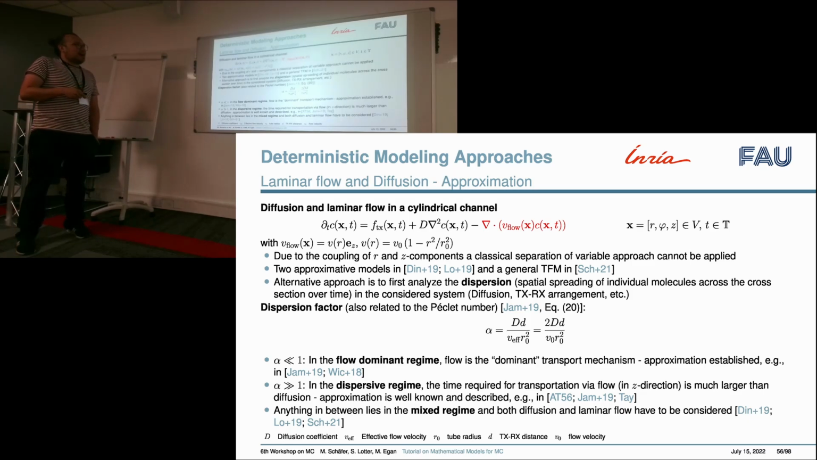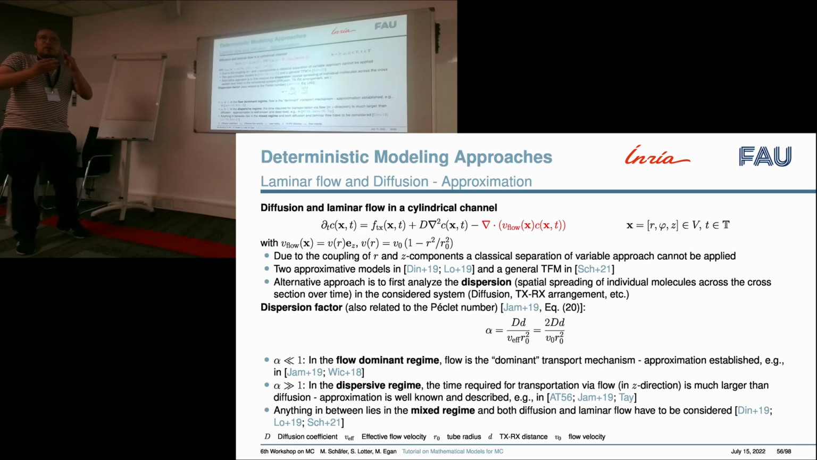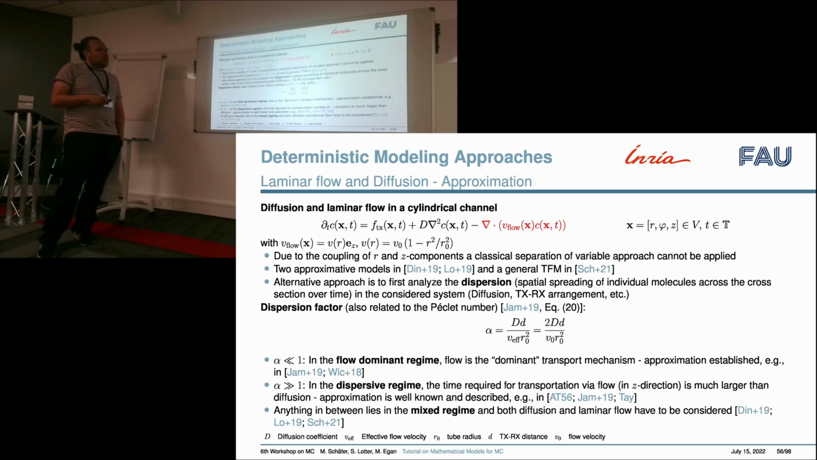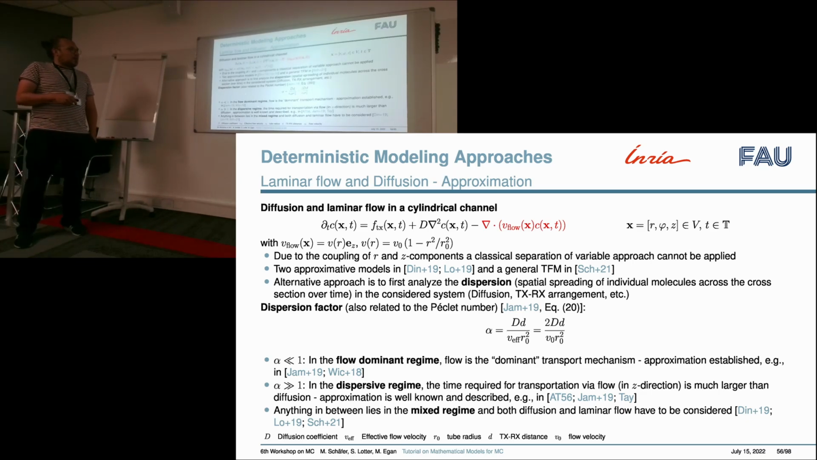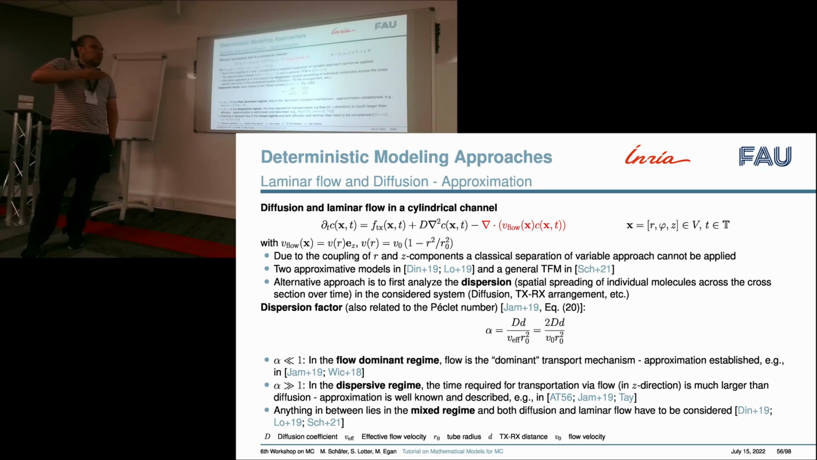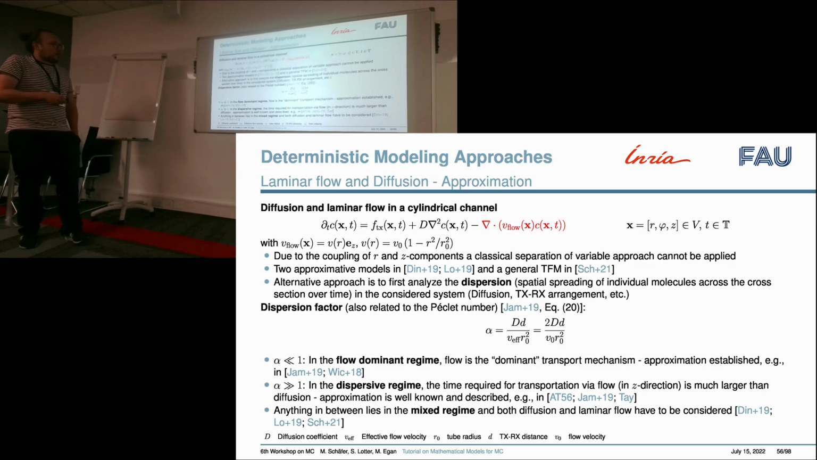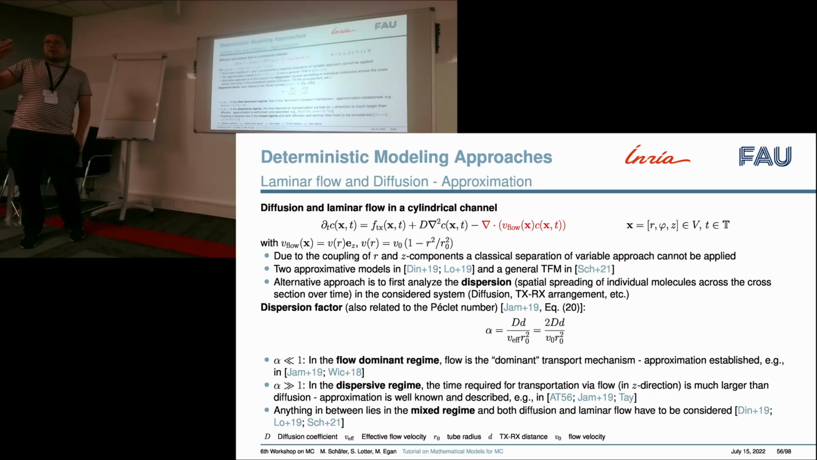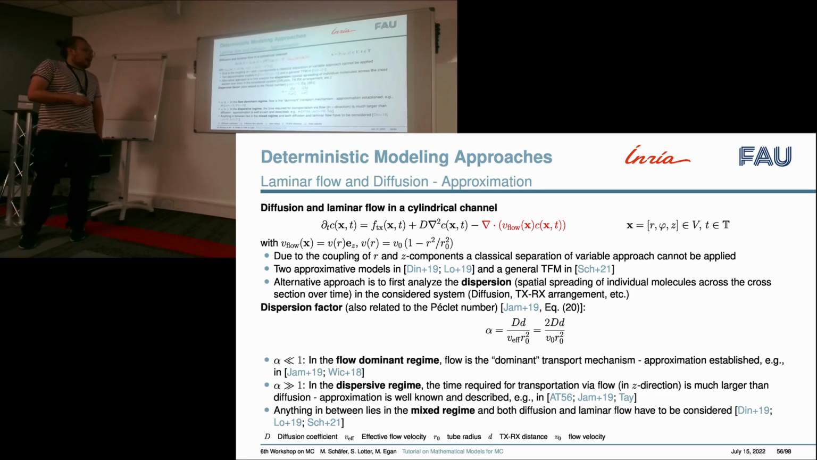So now let's analyze my system a bit in terms of dispersion, so the spatial spreading of molecules in such a tube. Therefore, one might derive a dispersion factor, which is related to the Péclet number and depends on the flow velocity, the radius and the dimensions, and the diffusion. And then one might obtain 3 different regimes. One where flow is dominant, one where diffusion is dominant, and something in between. For the first 2, there are very good approximations around, especially for the dispersive regime. Aris and Taylor did this approximation many years ago. The problem is mostly the mixed regime, something in between.